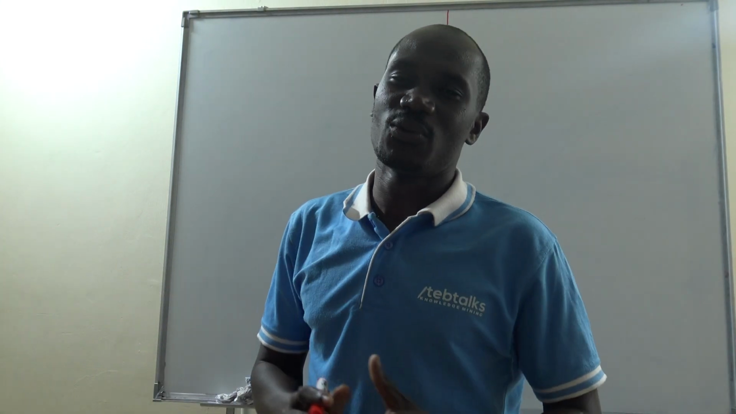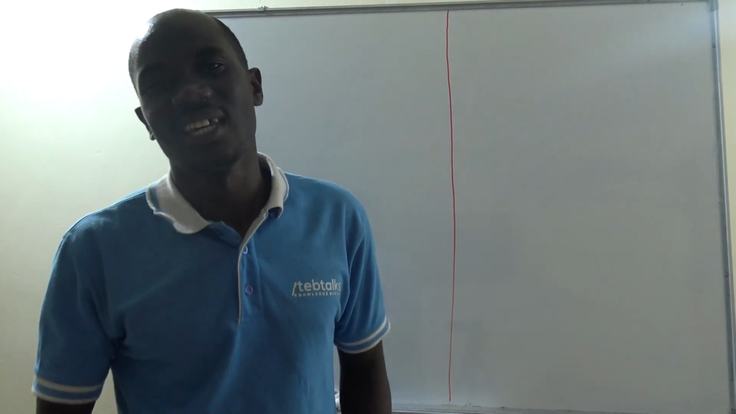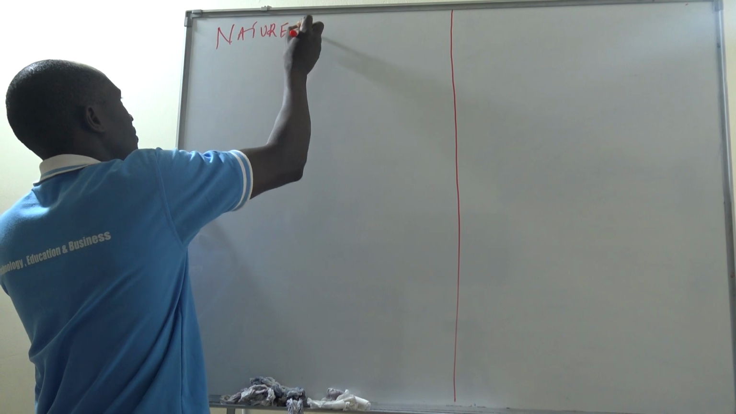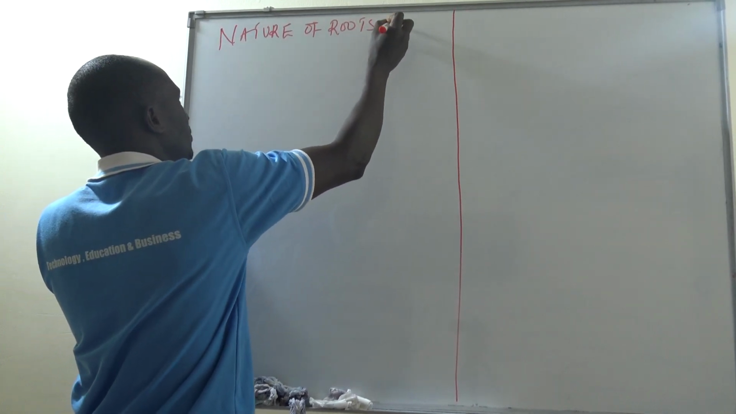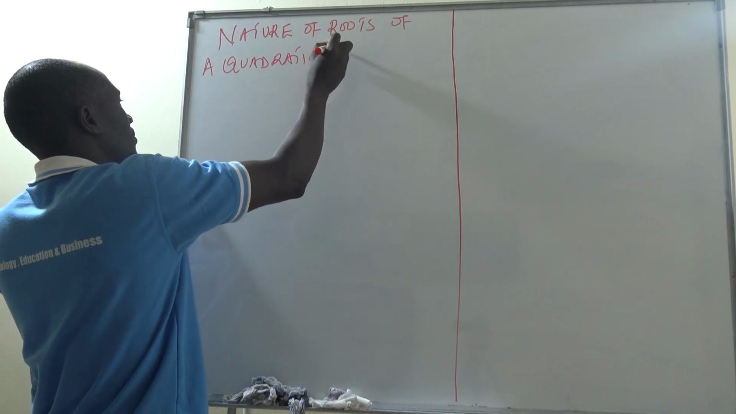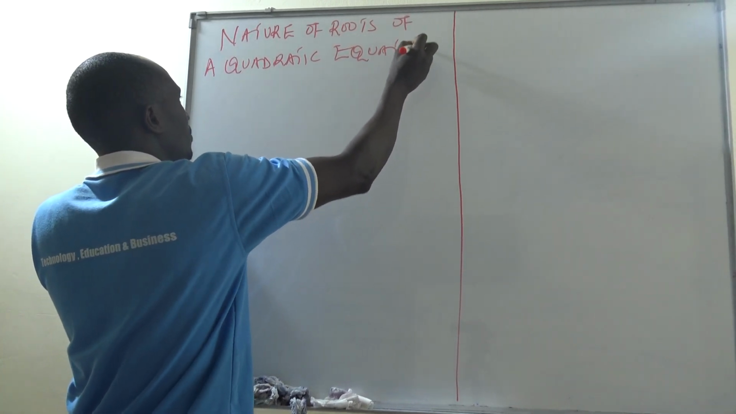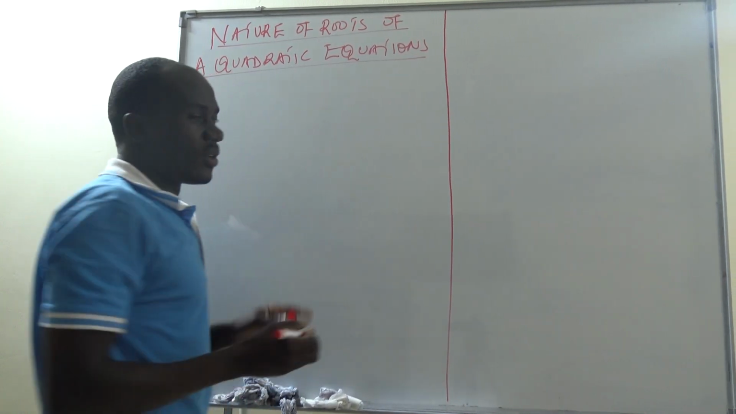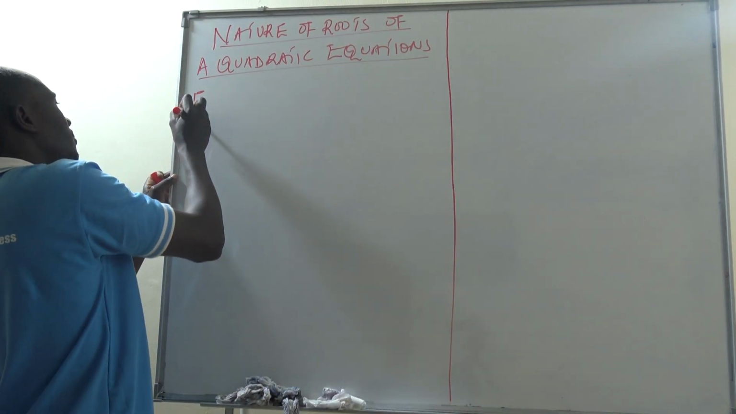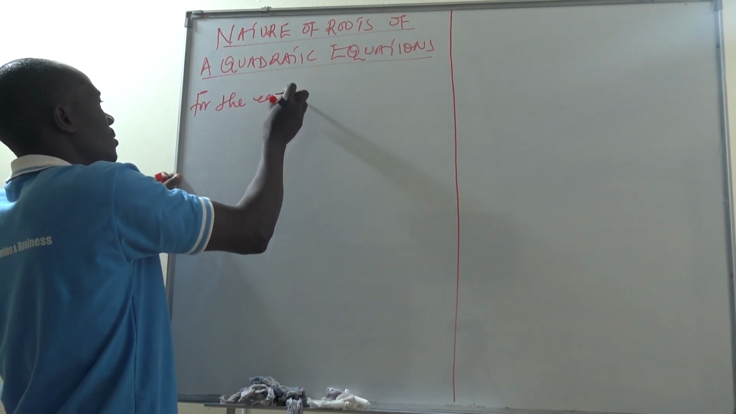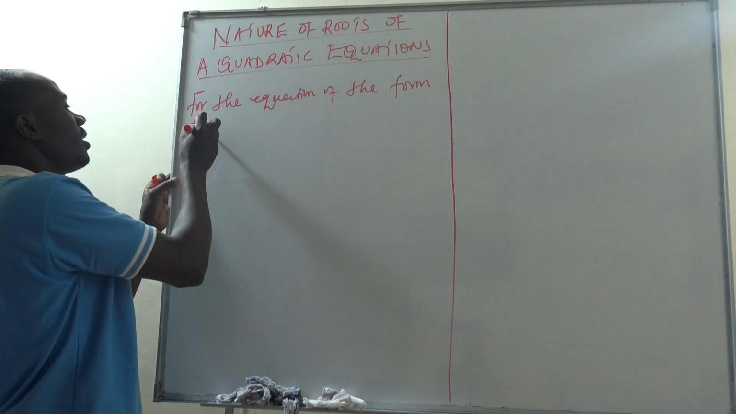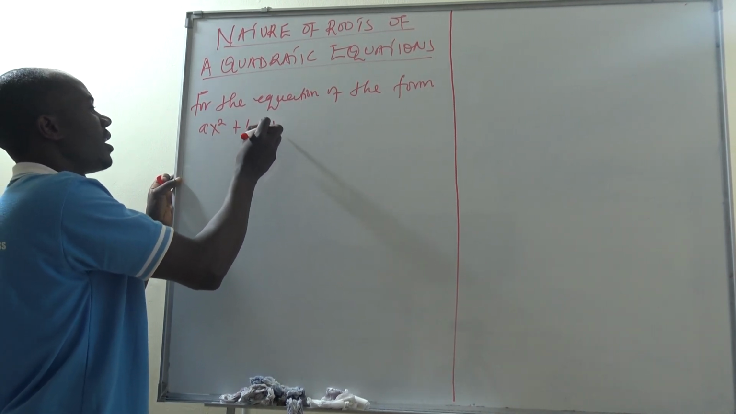Now we are going to go to the branch of the nature of roots of a quadratic equation. So I want to look at the nature of the quadratic equations. So for the equation of the form ax squared plus bx plus c equals 0.